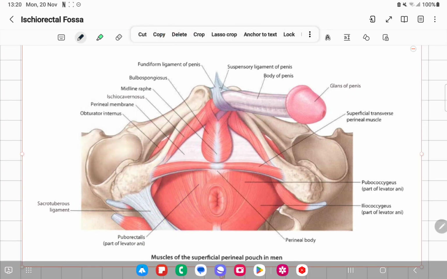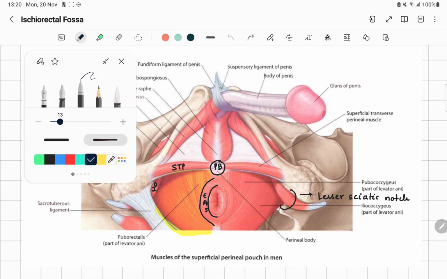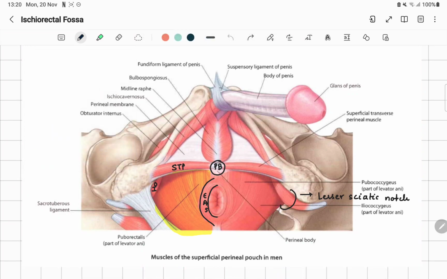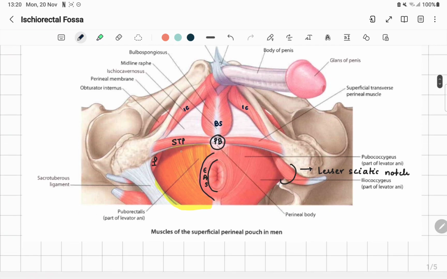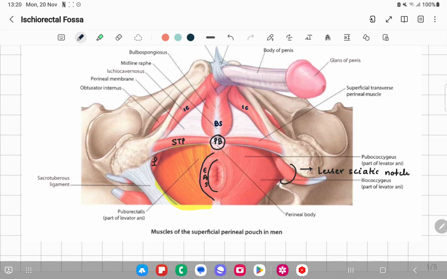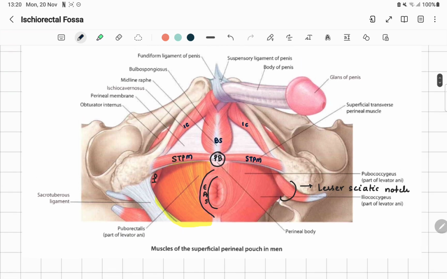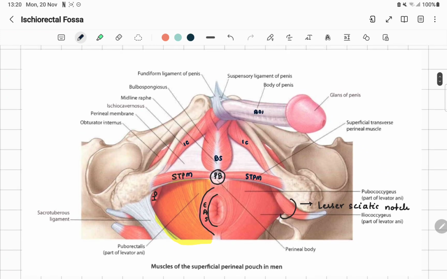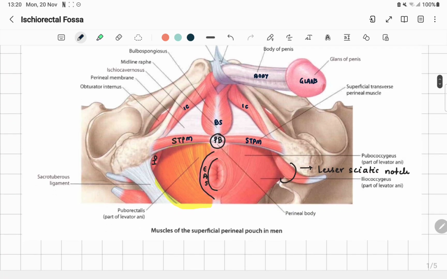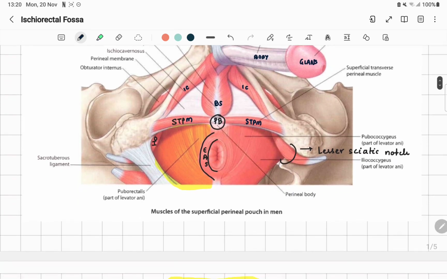Okay, so this is your bulbospongiosus. Let me label the diagram. This is the bulbospongiosus muscle. And this is the ischiocavernosus, which was making the crus. And the superficial transverse perineal muscle, STPM. And this is the body of the penis, and this is the glans. Know all this.